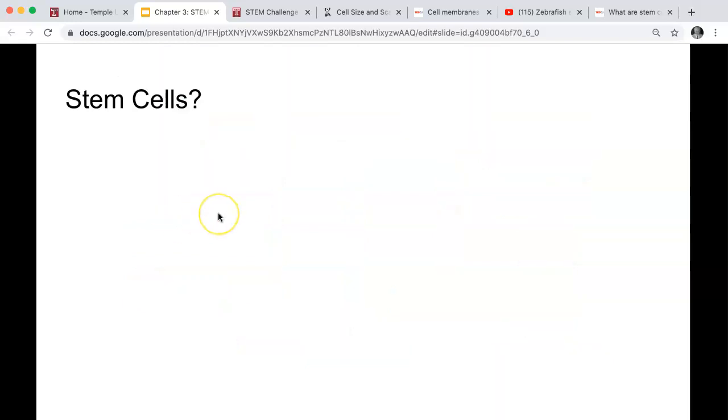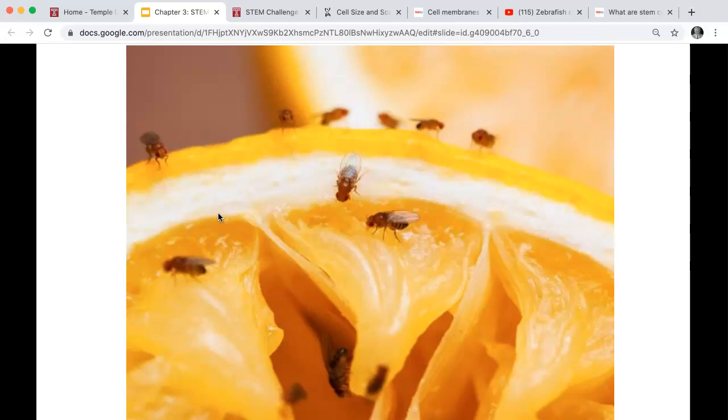One term that we'd like you to know at this point is something called stem cells. You may have heard of these. But first I want to show you a little picture. This is a picture of a type of fly called a fruit fly. These guys are pretty small. Sometimes you'll see them around bananas that have been sitting out too long.